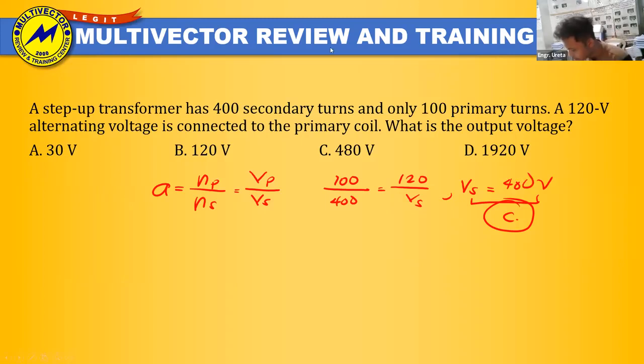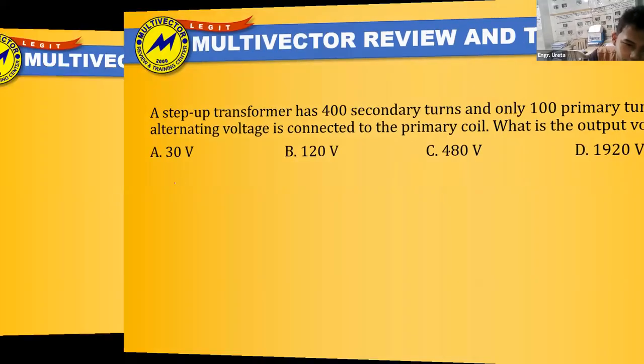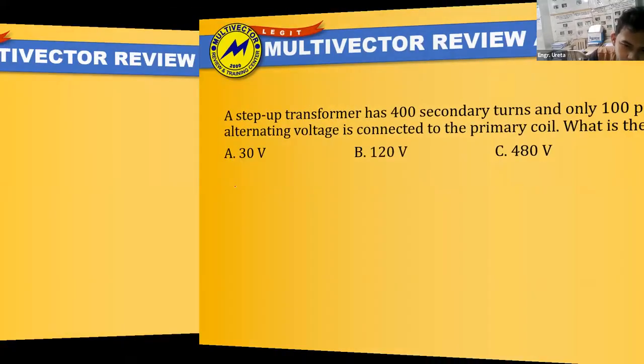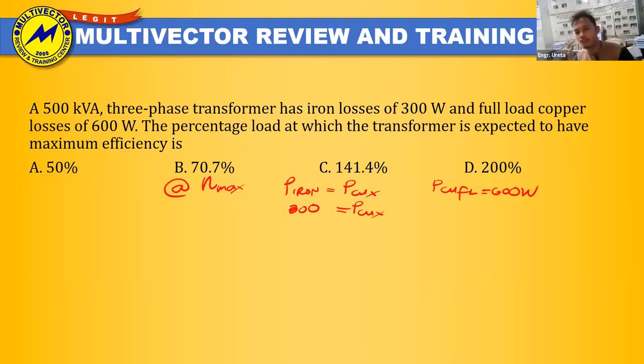Next problem, problem number 94. At maximum efficiency, our iron losses should be equal to the copper losses at that particular loading. Iron losses are 300. The full load copper loss, PCUFL, is 600 watts. The percent load at which the transformer is expected to have the maximum efficiency is blank.